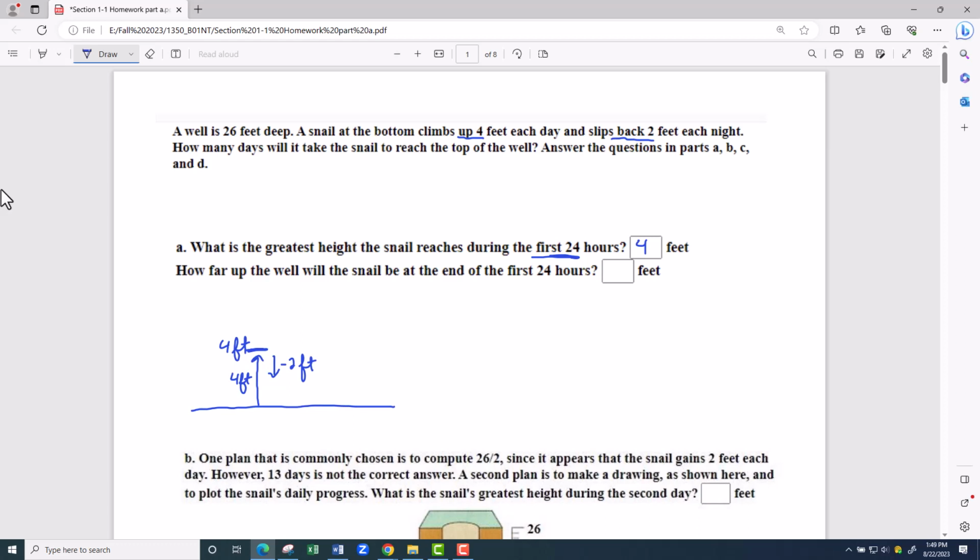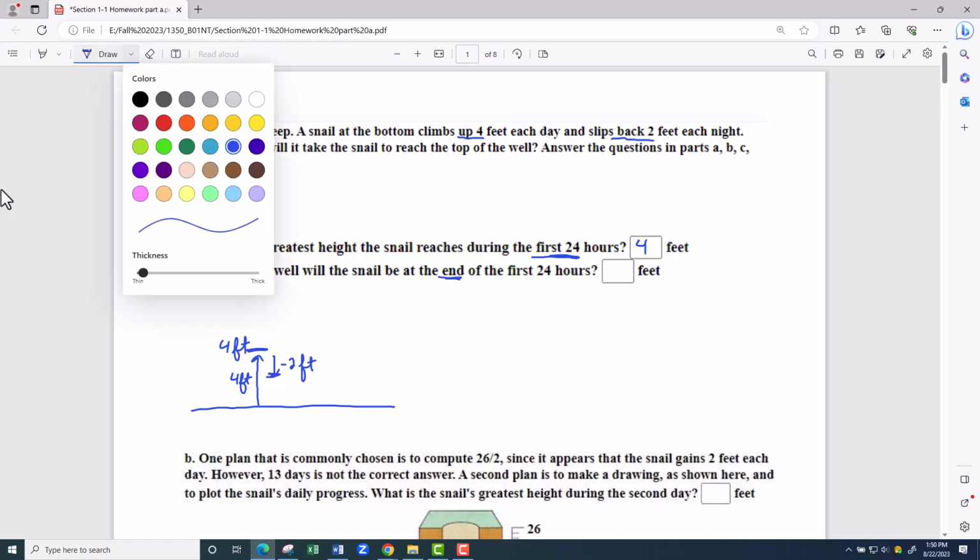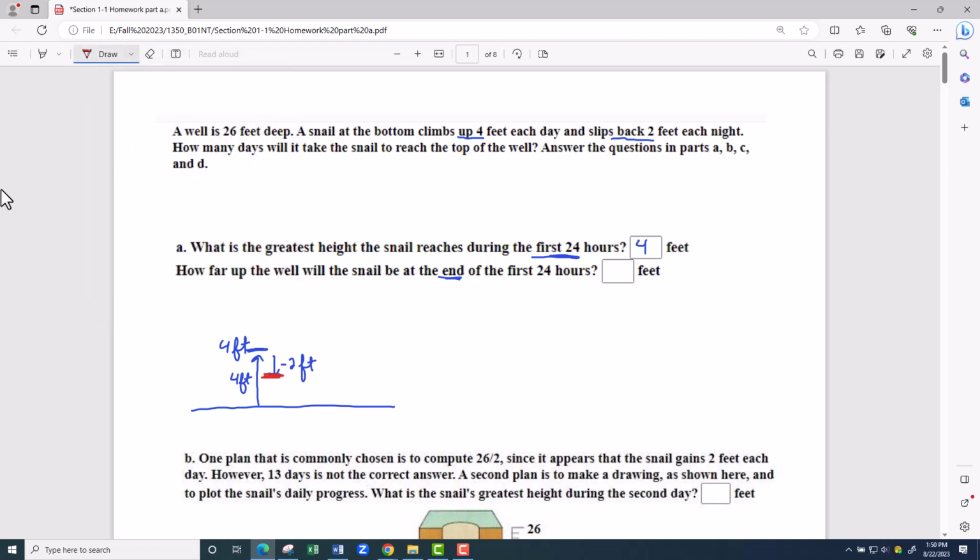Now, how far up the well will the snail be at the end of the first 24 hours? Well, he went up, but then he went down 2 feet. So he has a net gain of only 2 feet. You can think about this in terms of a graph or a grid. Here's 26 feet. You go up 4, back down 2. Up 4, back down 2. And so we have a net gain of 2 feet each time.